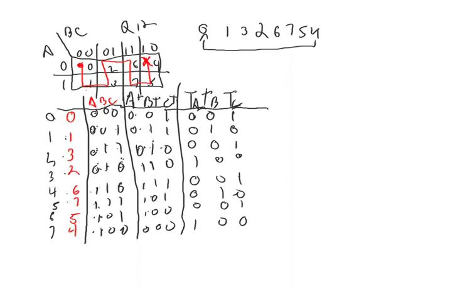So let's take a look at what we need to do to implement T sub A, T sub B, and T sub C. I think we're going to need a K-map. My K-map senses are tingling.